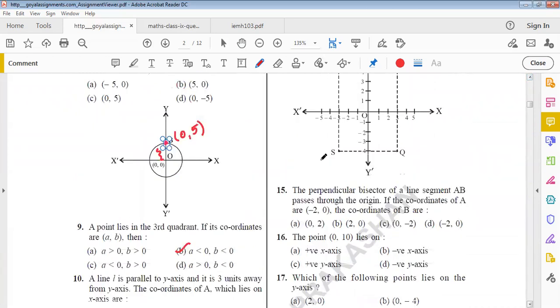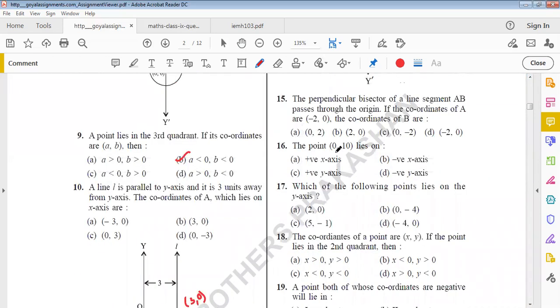The point (0, 10) has x value 0 and y value positive, so it lies on the positive y-axis. Which of the following points lies on the y-axis? It has an x value of 0: (0, -4).